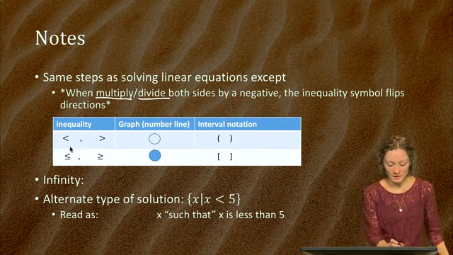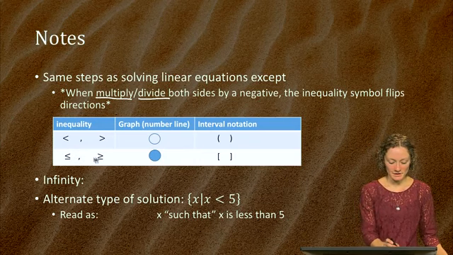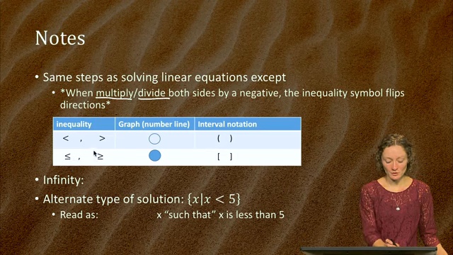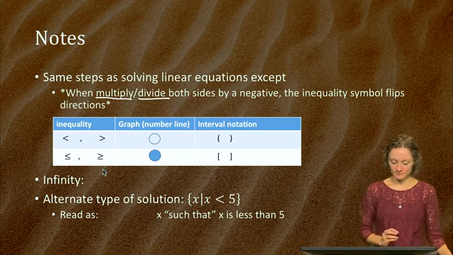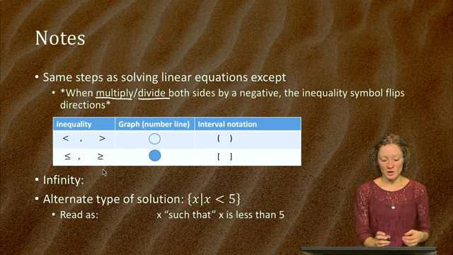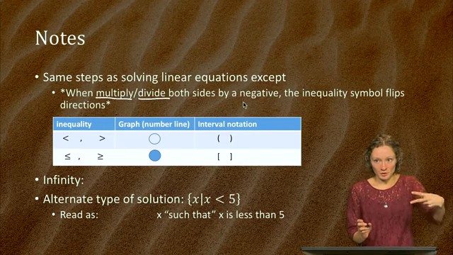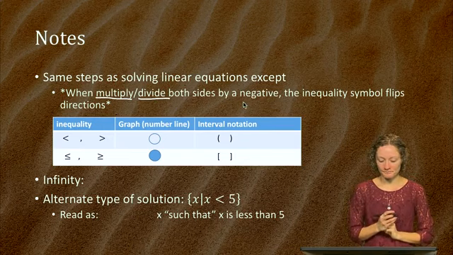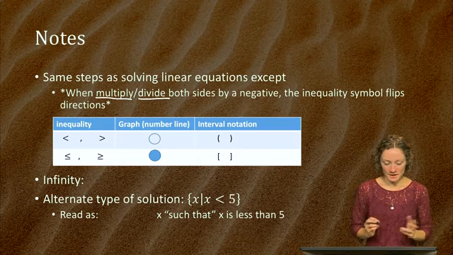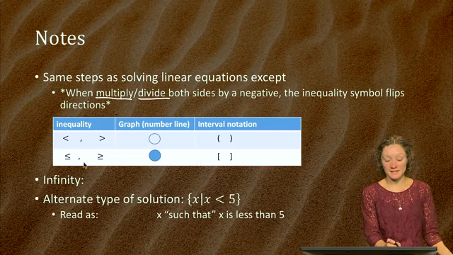So these are the four types of symbols that we're going to see in this video. Less than, greater than, less than or equal to, and greater than or equal to. So if in our solving we multiply or divide by a negative, that symbol will flip directions. It's the only difference. So the inequalities we'll see are listed here.